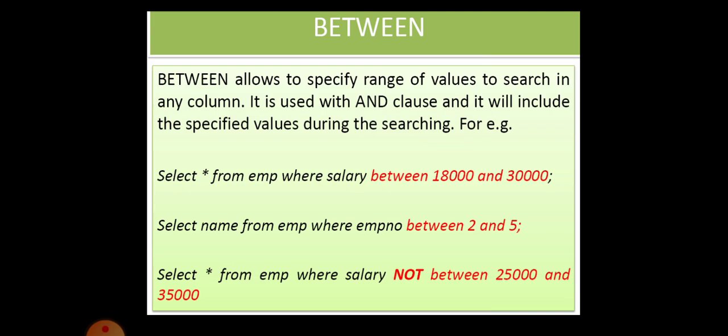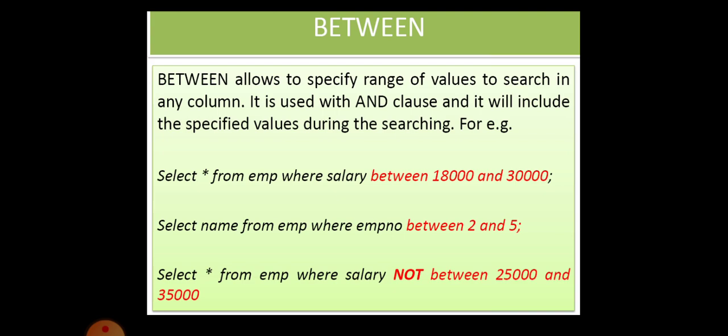It is used with the AND clause and it will include the specified values during the searching. Look at the example, between 18,000 and 30,000. That means the compiler will include both 18,000 and 30,000 within the range. Then the next one, employee number between 2 and 5, that is 2, 3, 4, 5. It will include both 2 and 5 for the searching.